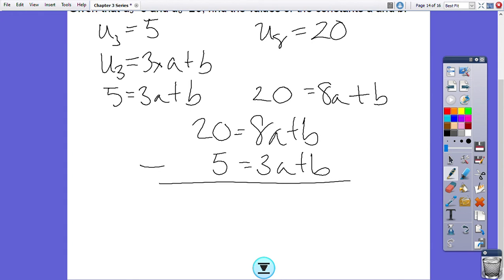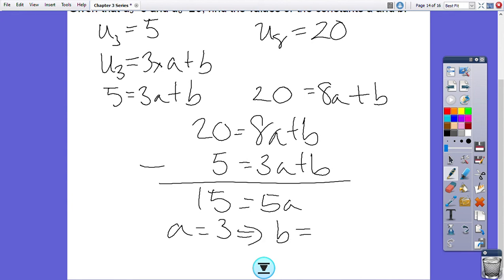Subtract one equation from the other and you've got 15 equals 5A, so A equals 3, which implies that B, setting this back into either equation that you want, let's put it into this equation here. Then you've got 3 times 3, which is 9. 9 from 5 is minus 4, so B equals minus 4.